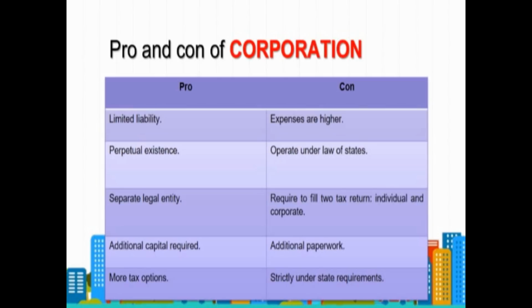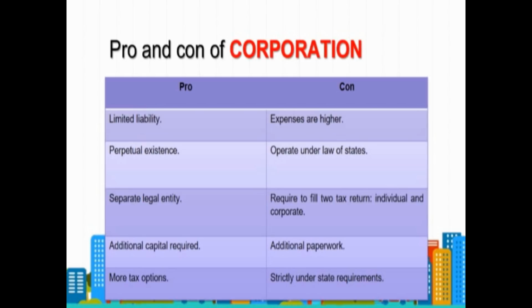Kenapa kita cakap kita kena ada additional paperwork? Sebab kita kena cari investor. And then banyak lah sebab corporation ni, sebab dia punya stakeholder bukan setakat shareholder tapi stakeholder and shareholder. And then strictly under state requirement. So apa-apa pun kita kena ikut law lah. Okay, under state requirement.